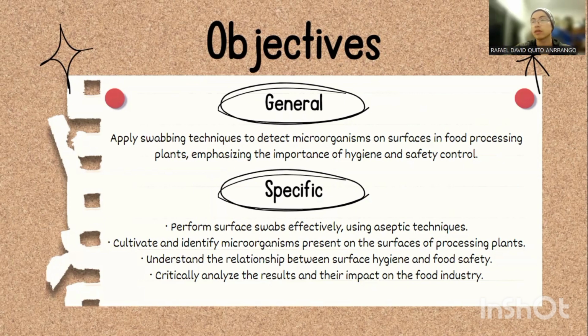The specific objectives: perform surface swabs effectively using aseptic techniques; cultivate and identify microorganisms present on the surfaces of processing plants; understand the relationship between surface hygiene and food safety; critically analyze the results and their impact on the food industry. Materials and methods.